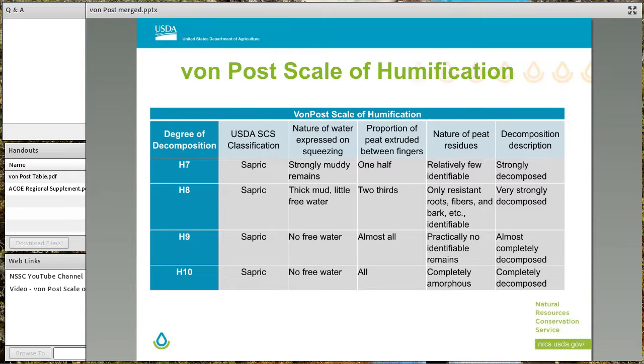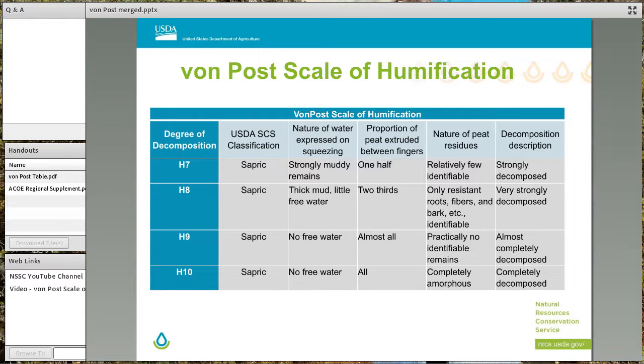Let's look at the humification scale, H7 through H10. Quantity of water expressed, column 3. Sapric samples exhibit very little to no water. Read down column 3 for descriptions of nature of water expressed. In sapric samples, the water expressed is strongly muddy to no free water expressed.